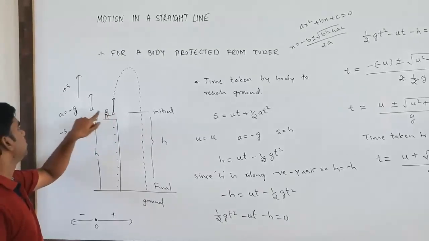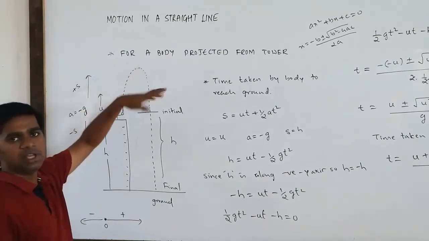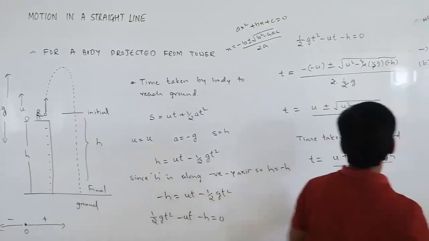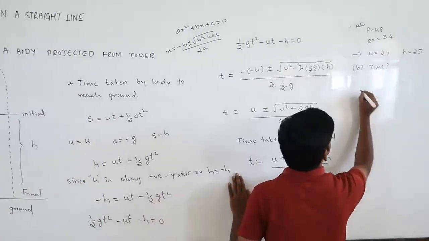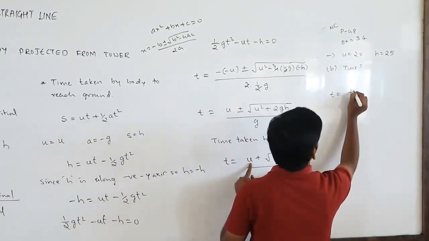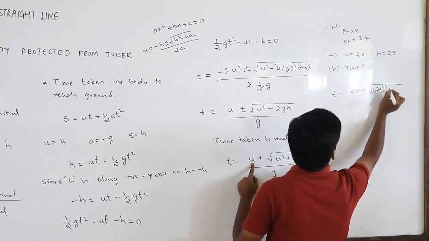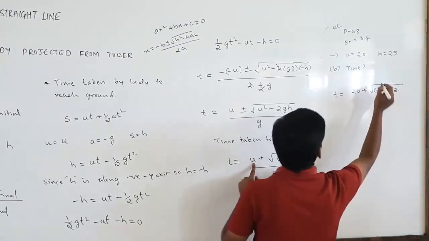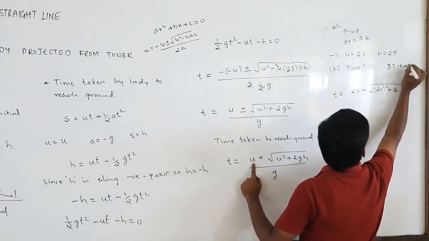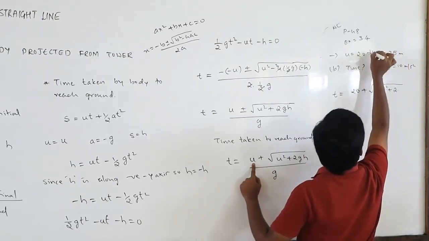You can take u as 20 and simply apply v equals 0, so v square equals u square plus 2as, you can calculate. For time you can apply this equation. So how can you apply this? t equals, what is u? u is 20, plus root of 20 square plus 2, g you can take as 10, they have given it in the question. So meter per second square, this is meter per second, this is meter.